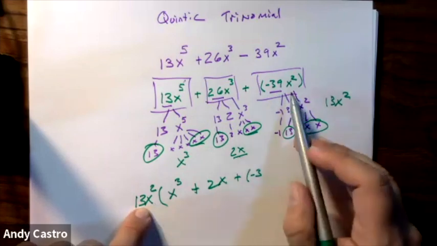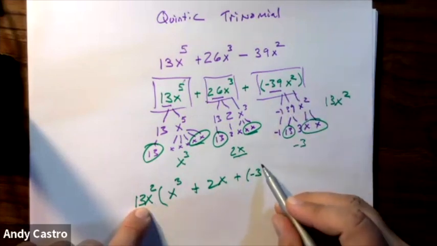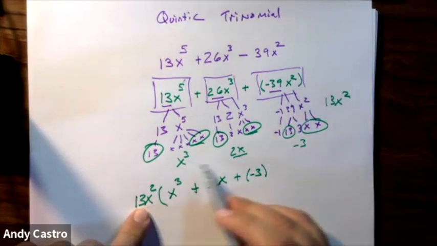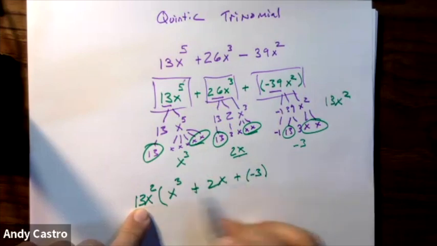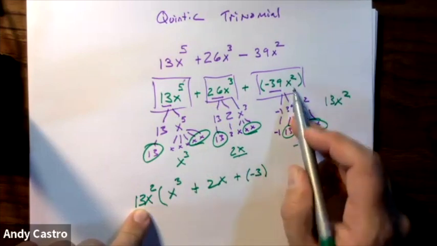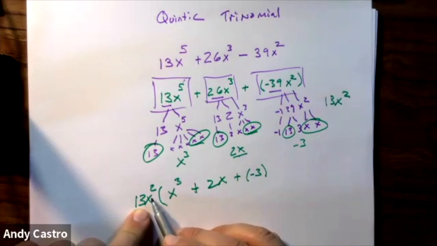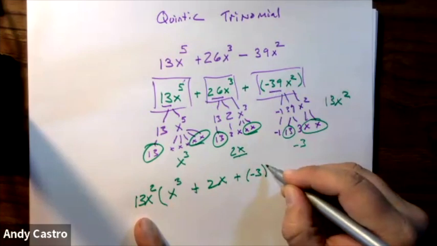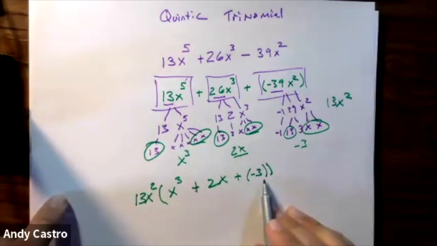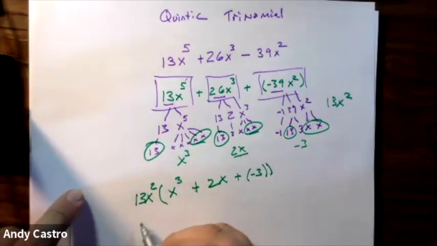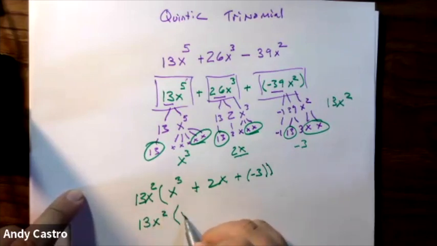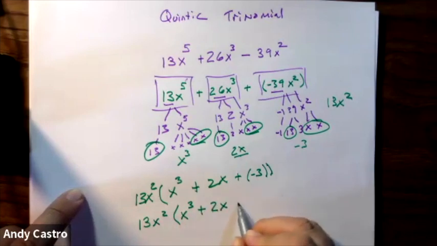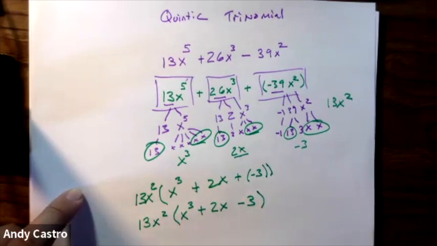And if I pull an x squared off the x squared, then x squared times negative 3, my x squared will reappear there. 13x squared times negative 3 is negative 39x squared. So now I'll change my definition of subtraction back to just subtraction. So 13x squared times x cubed plus 2x minus 3.